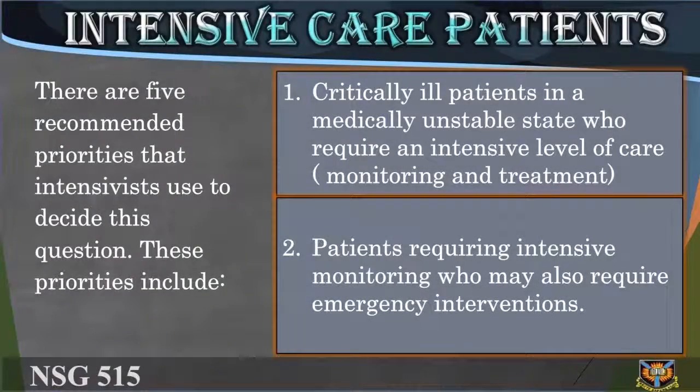ICU has been shown to benefit patients who are severely ill and medically unstable, that is, they have potentially life-threatening disease or disorder. Although the criteria for admission to an ICU are somewhat controversial, there are 5 recommended priorities that intensivists should use to decide this question. These priorities include: 1. Critically ill patients in a medically unstable state who require an intensive level of care, monitoring and treatment. 2. Patients requiring intensive monitoring who also require emergency interventions.